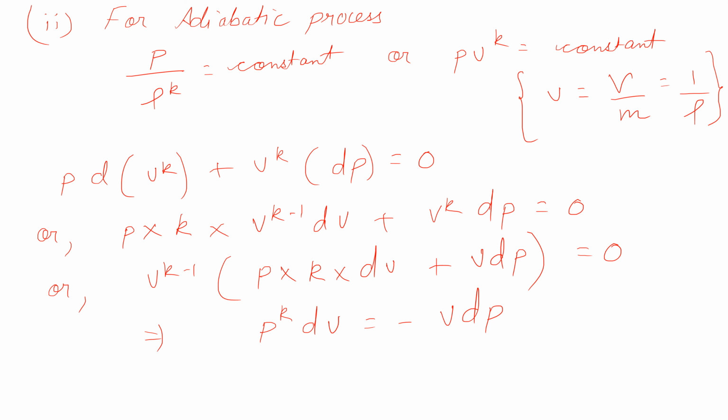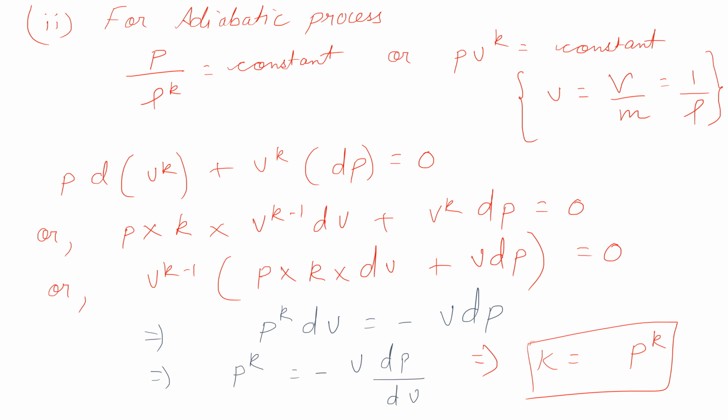So we can solve this equation and we will get P K dV is equal to minus V dP, and from this we can write P K is equal to minus V dP by dV. And by comparing this equation with the bulk modulus, we will get that K, that is the bulk modulus in the case of the adiabatic process, is pressure multiplied by K.